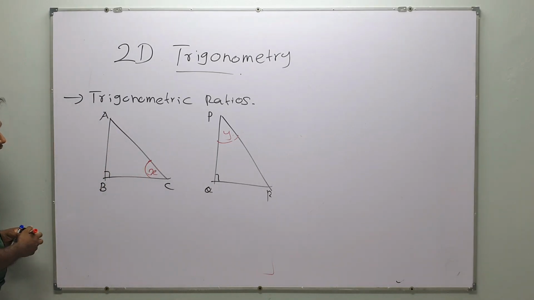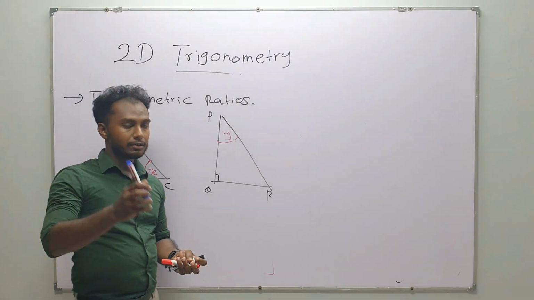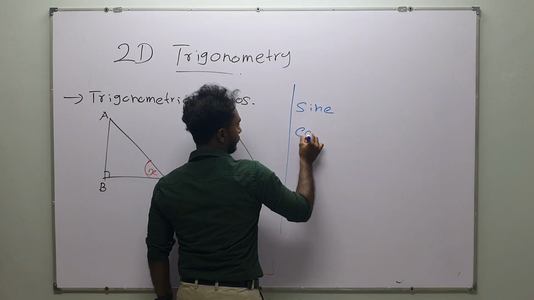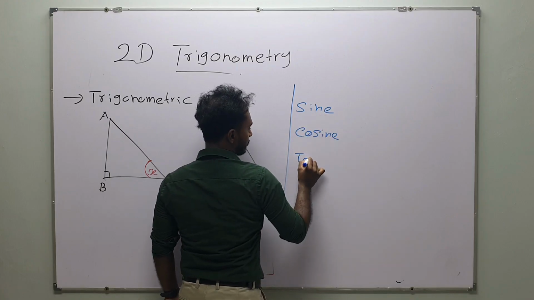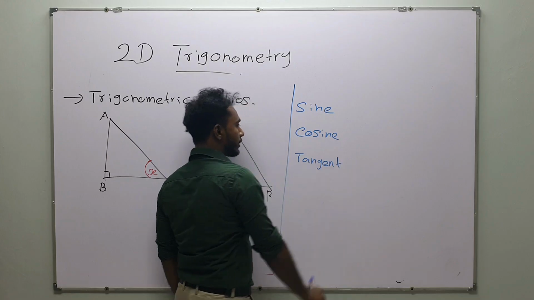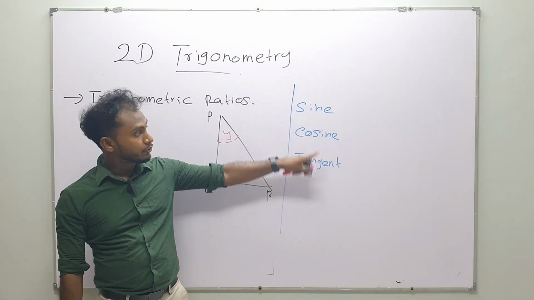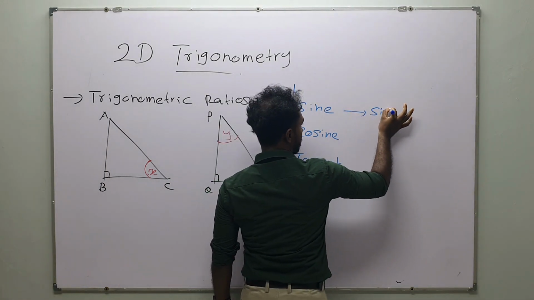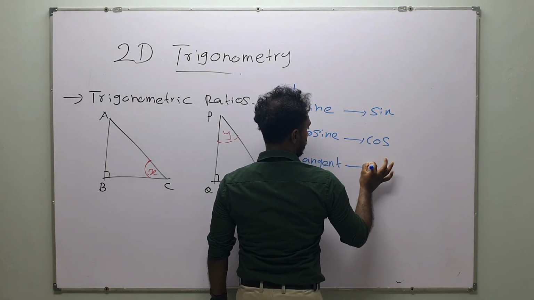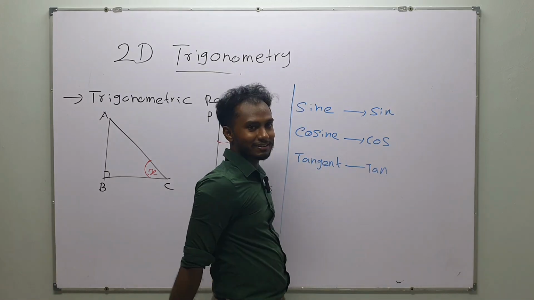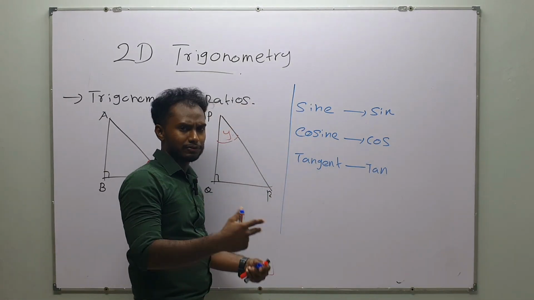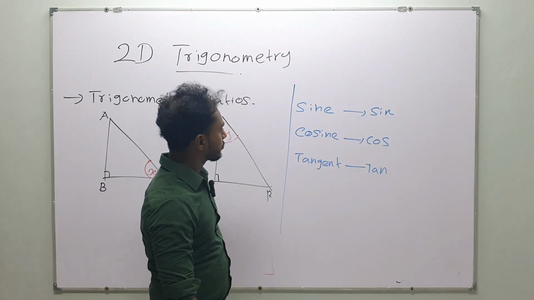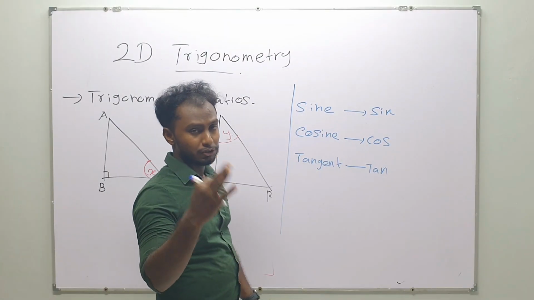Then there are basically three trigonometric ratios we have: the sine, the cosine, and the tangent. In short, we call these sin, cos, and tan. So sin, cos, tan is the short way of saying these. These are the longer names, but we use sin, cos, tan. All right. So these are the three basic trigonometric ratios used in your syllabus.